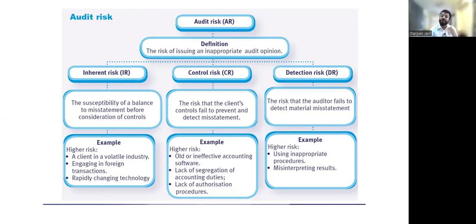So what is detection risk? The risk that the auditor fails to detect those material misstatements. There are material misstatements in the financial statements, but the auditor failed to detect them. Correct? Okay. Why will the auditor fail to detect any misstatements? Because he used some inappropriate audit procedures or he misinterpreted results. Because of that, there can be a higher detection risk.